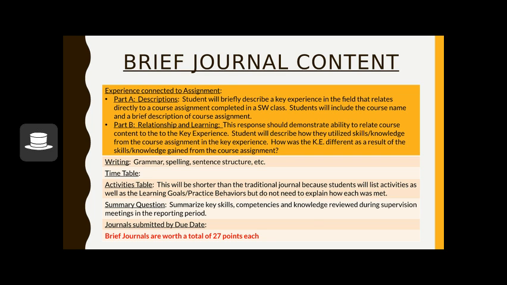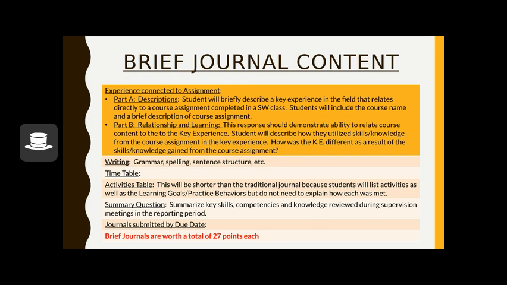And then there's the activities table again, but it's brief. It's shorter than the traditional journal because students are going to list their activities and list the learning goals, but they do not explain how each of those learning goals was met. They simply list them. And so they have to do more of them. They list 10, but it's just listing instead of going into examples and explanations.